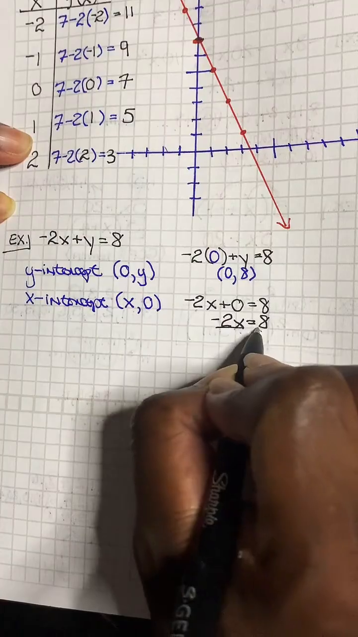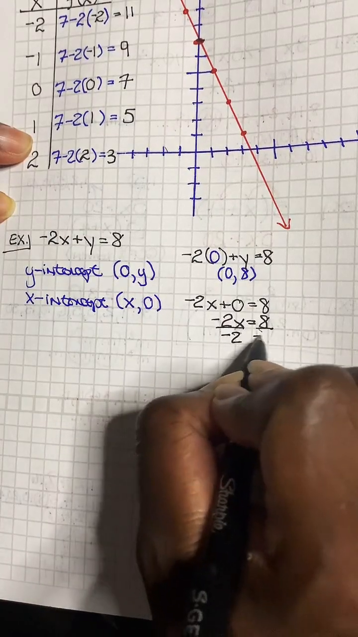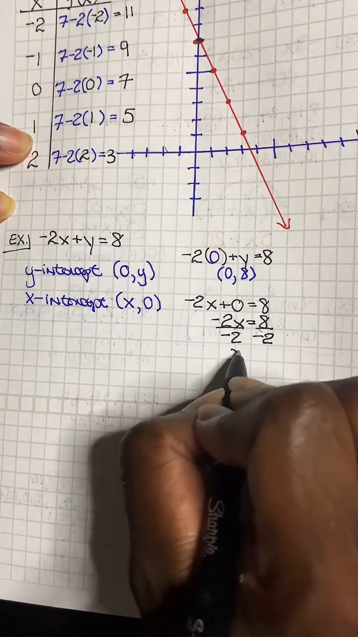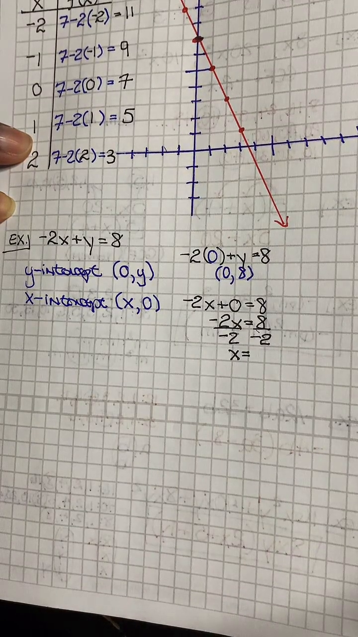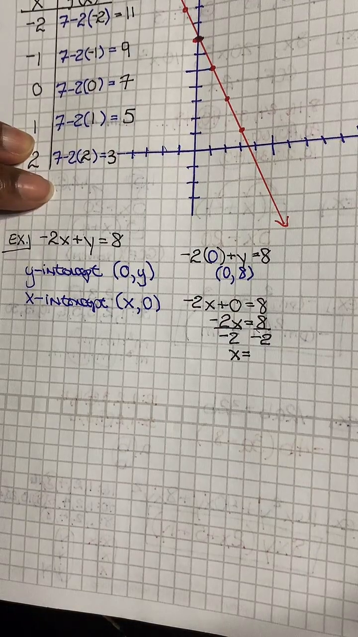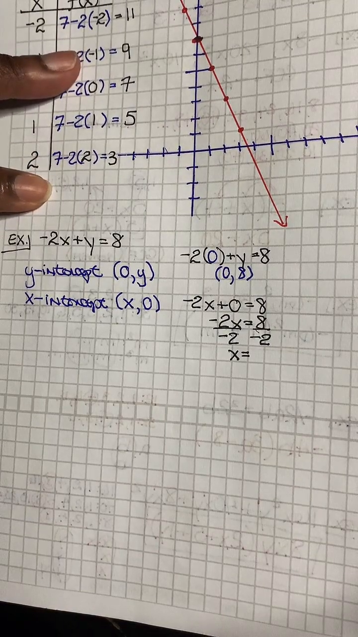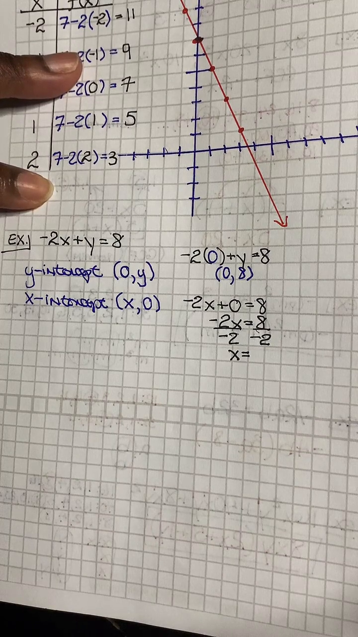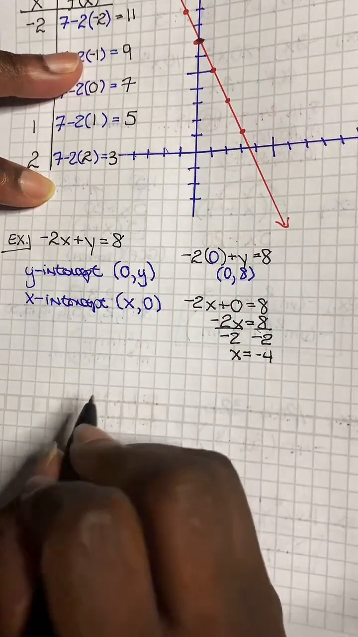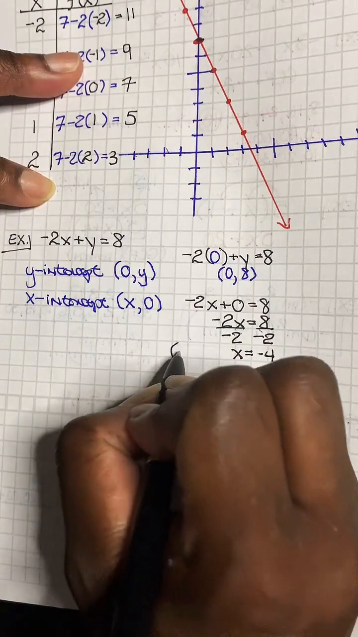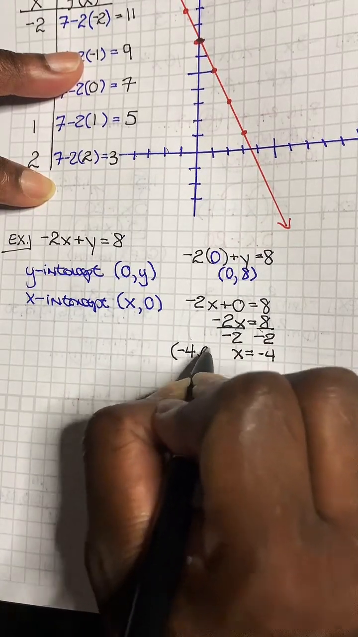So if I divide both sides by -2, x is going to equal what? What's x going to equal? There you go. Good. -4. We got -4, 0. Good. But just -4. All right. So we found that the ordered pair for this is -4, 0.